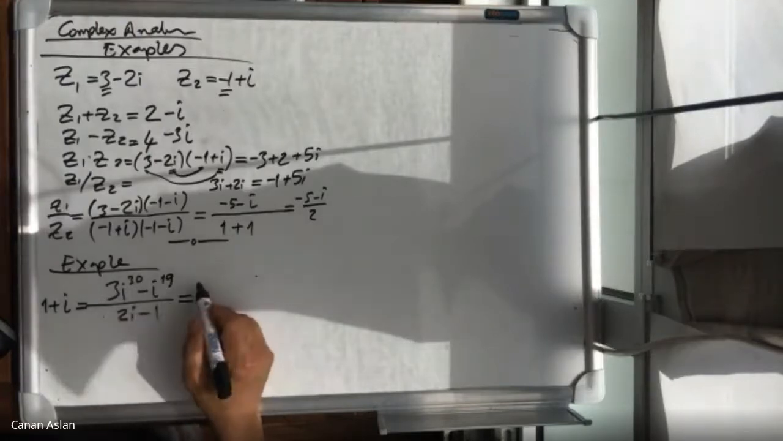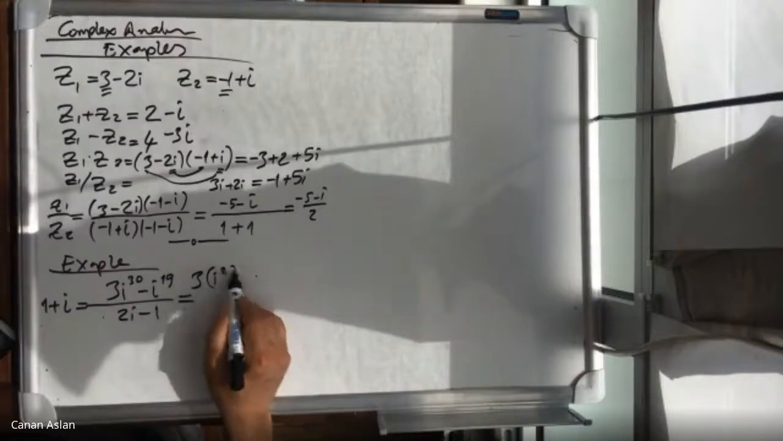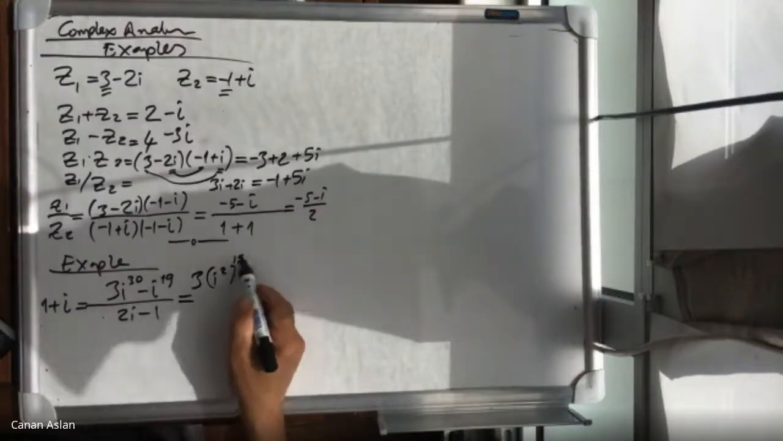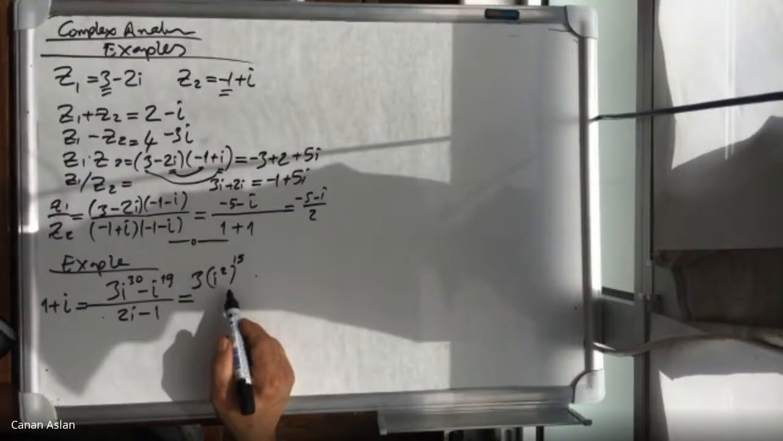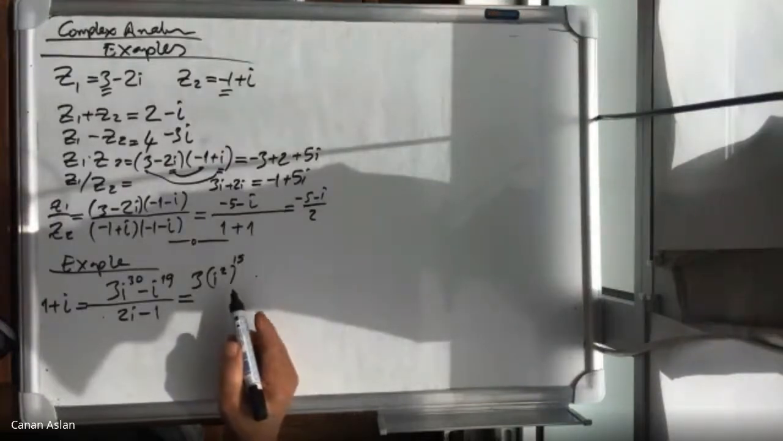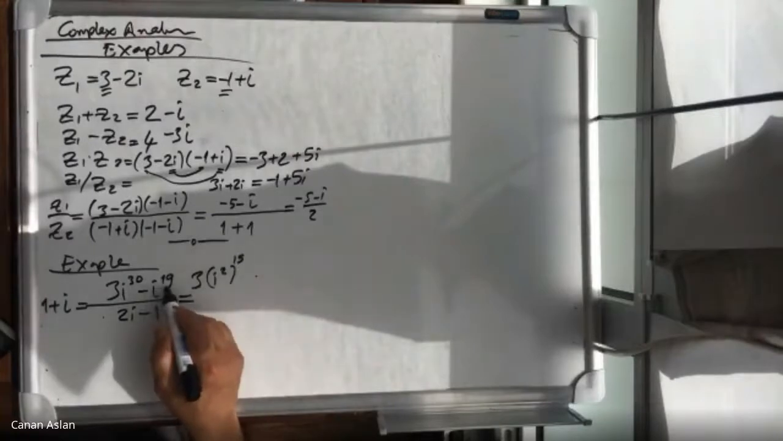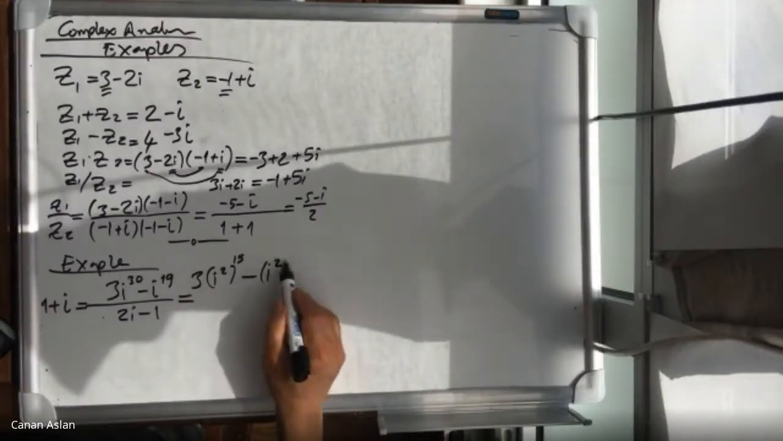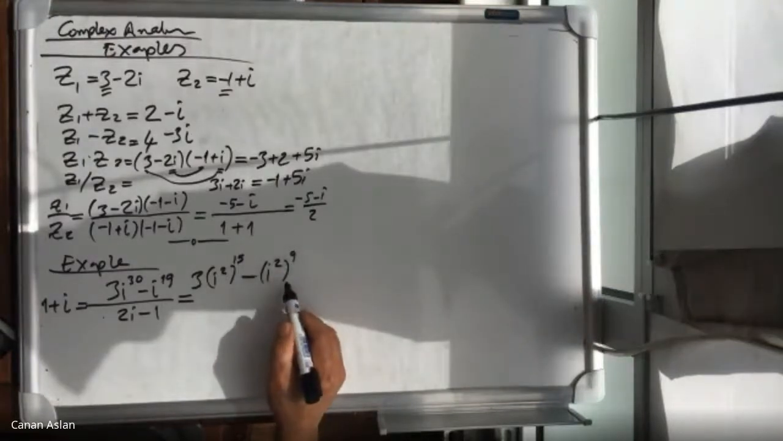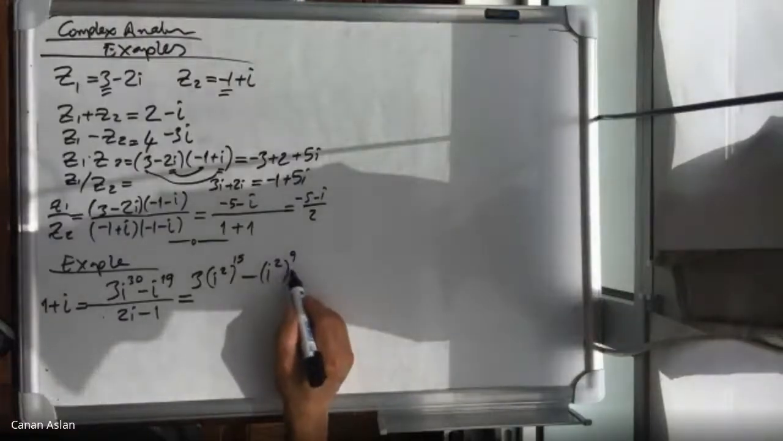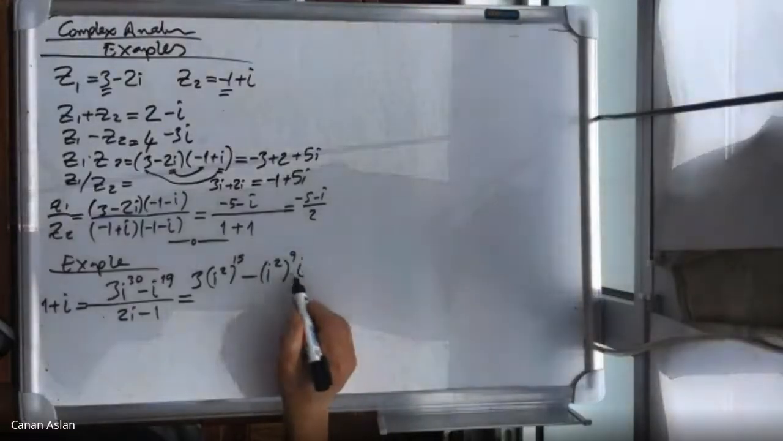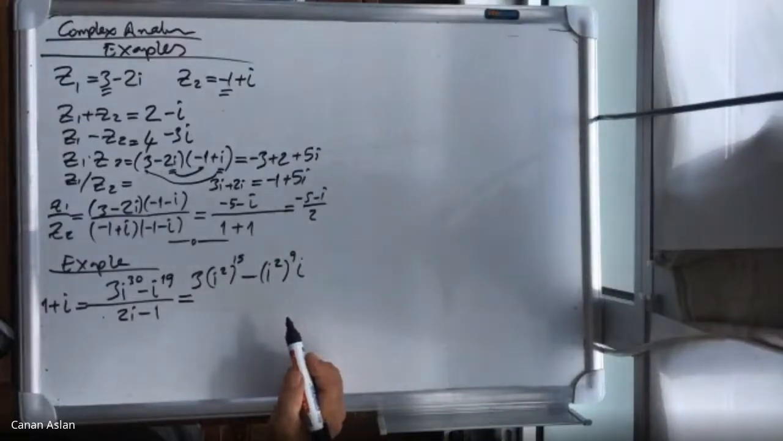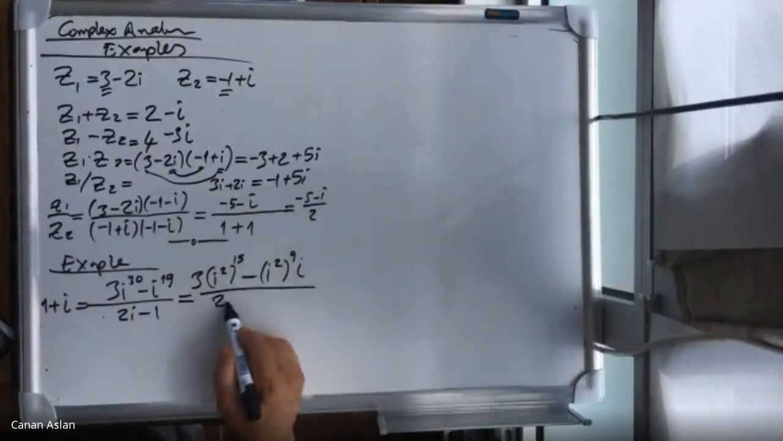i to the 30 can be written as i squared to the power of 15. Okay, because 2 times 15 is 30. Okay, that's good. Because i squared is something real. Okay, what about i to the 19? This is minus, okay, i squared to the power of 9, it gives 2 times 9 is 18, but we need one more i, so we just multiply by i like that, okay? So now divided by just 2i minus 1.